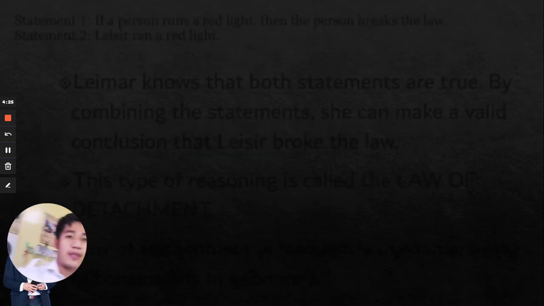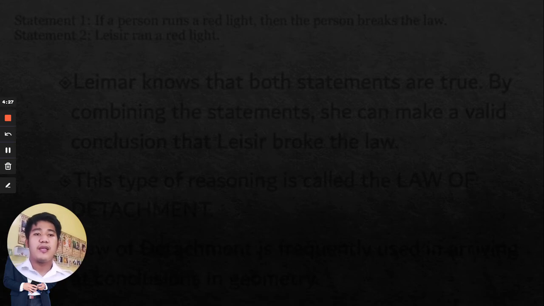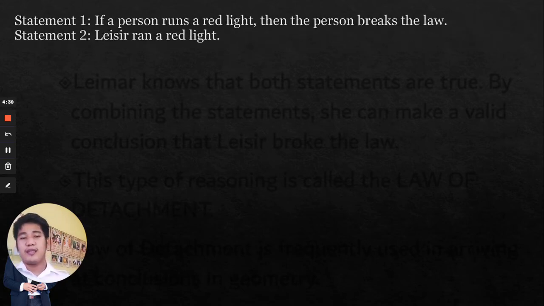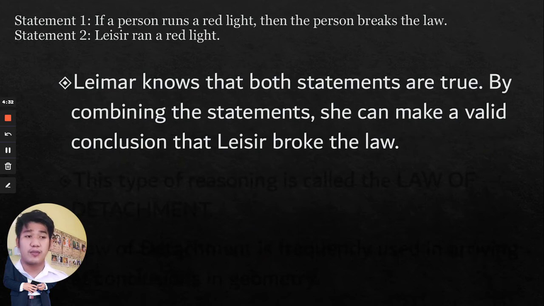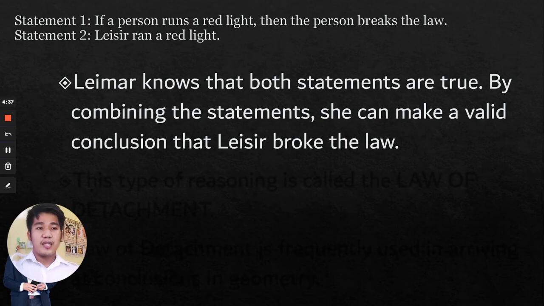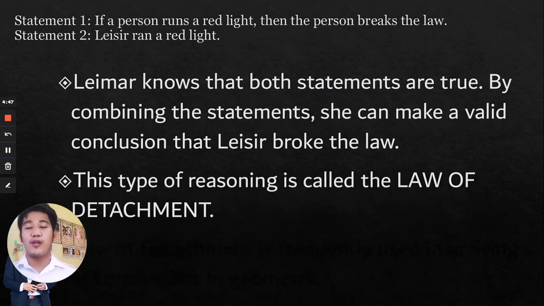Okay, now another. Here are the given statements. Lamar knows that both statements are true. By combining the statements, he can make a valid conclusion that Lisa broke the law, right? And this type of reasoning is called the law of detachment. Okay, this is the so-called law of detachment. Concluding based on the truthfulness of the first two statements.